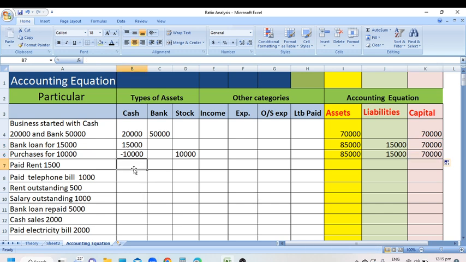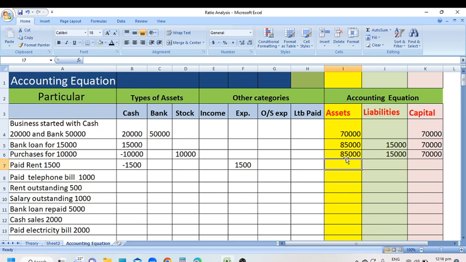Then we say that rent paid 1500. So when you paid the rent, definitely how much money will be deducted? 1500 from the asset, right? Okay, and then there is an expense too, so I'll put it on the expenses side as well. As I told you, the expenses will affect what? The cash. It's already affected cash here because it is minus, right? And it will affect capital as well. And the liability isn't affected by the expense, it's affected only by outstanding expenses and liability paid, right?